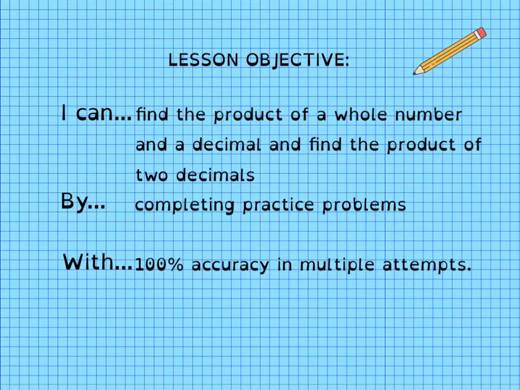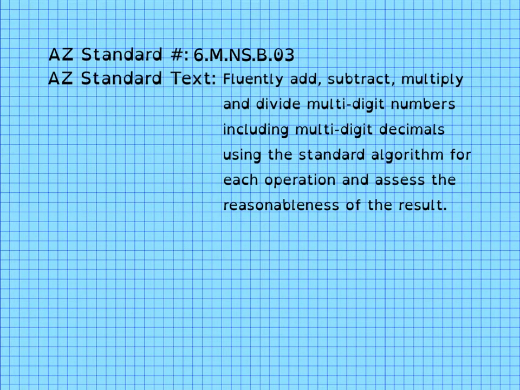Today's lesson objective is I can find the product of a whole number and a decimal and find the product of two decimals by completing practice problems with 100% accuracy in multiple attempts. The Arizona State Standard we'll be working on today is fluently add, subtract, multiply, and divide multi-digit numbers, including multi-digit decimals, using the standard algorithm for each operation and assess the reasonableness of the result.